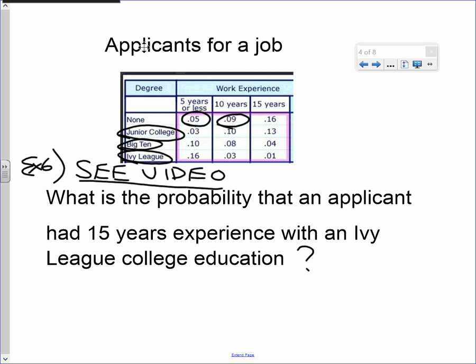What is the probability that an applicant had 15 years experience with an Ivy League college education? 1%? Let's see. 15 years experience, Ivy League. There it is. 1% chance. That was easy. 1% probability. So this table, all it involved is converting the decimals to percents, which is ridiculously easy. I already went over that. So number 6 looked a lot scarier than it actually is.